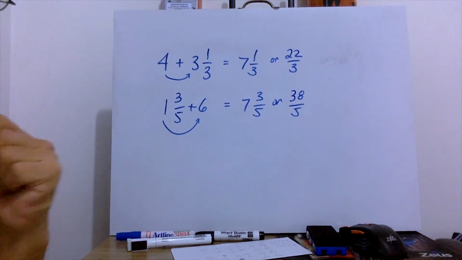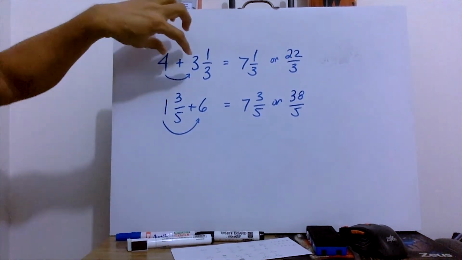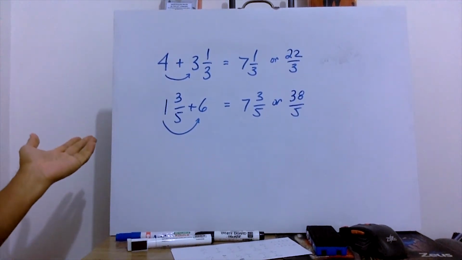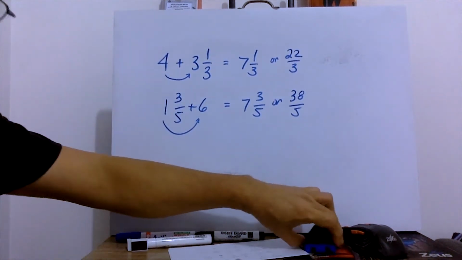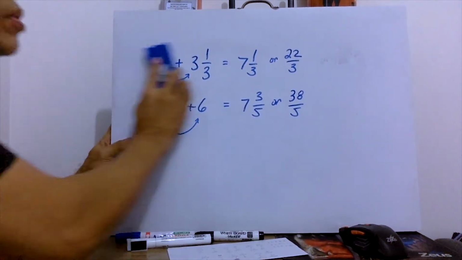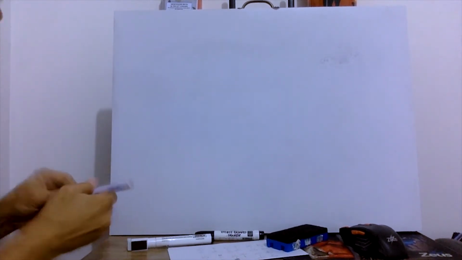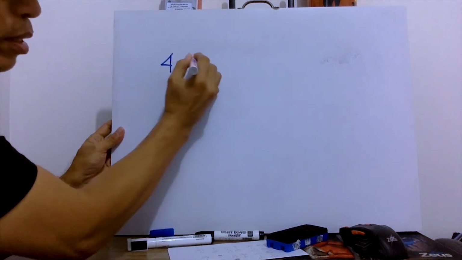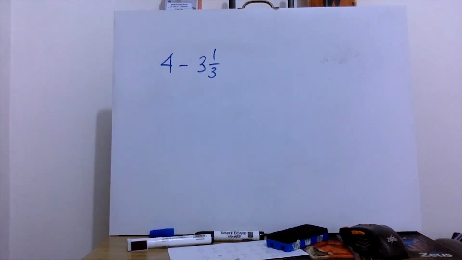Now, if you're adding it, good. Even though you interchange the whole number in the mixed fraction, it doesn't make a difference. Okay? You just add the two whole numbers. Now, what if we subtract them? Okay. Now, this is a bit different. What if I'm going to subtract 4 and 3 and 1/3? How do I do that?